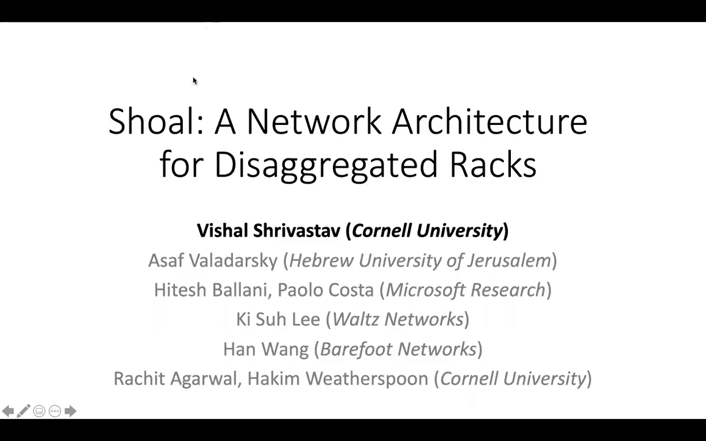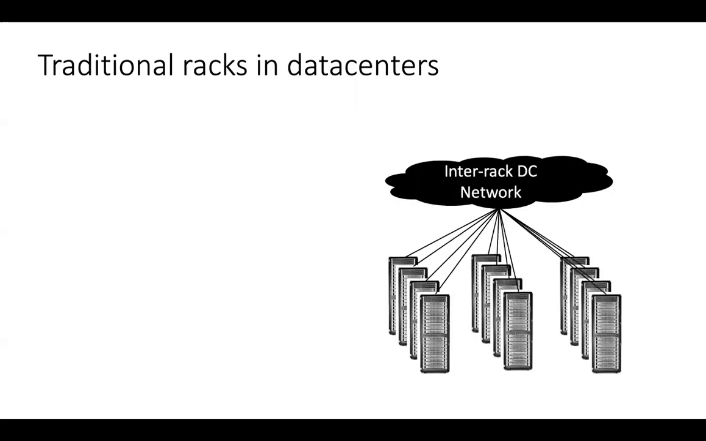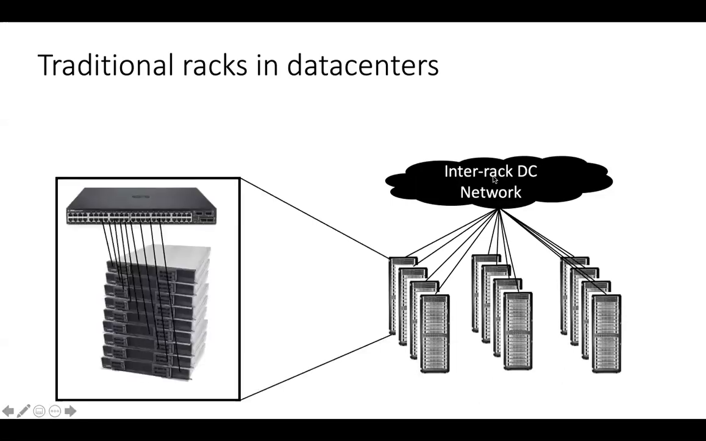Today's data centers are built around these physical units called racks. A typical data center has many, many such racks, all interconnected via a data center-wide network. If you zoom into any one of these racks, what you would find is a stack of servers all interconnected via a top of the rack switch, which in turn is connected with the rest of the data center network. So this is how a typical rack within a data center looks.